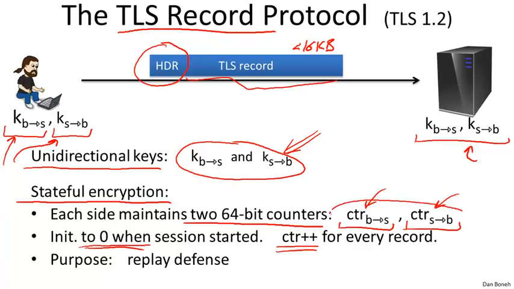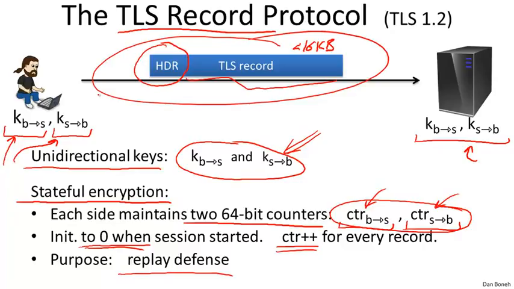So the state, these two counters, exists both on the browser and on the server, and it's updated appropriately as records are sent from one to the other and received by the appropriate side. Now the purpose of these counters, as we'll see in just a minute, is to prevent replay attacks, so that an attacker can't simply record a record and then replay it at a later time, because by then the counters would have been incremented.